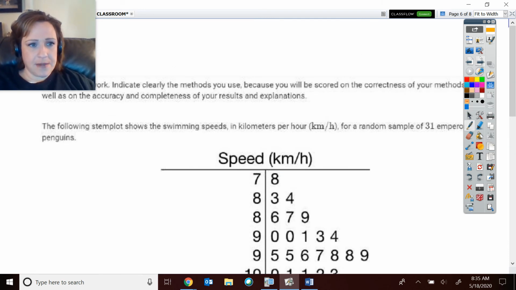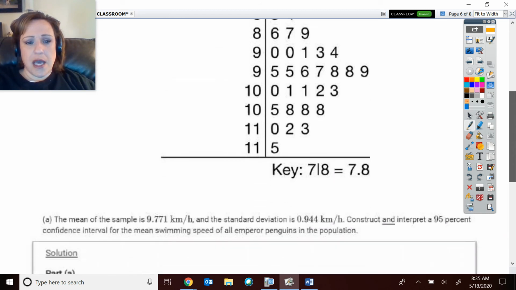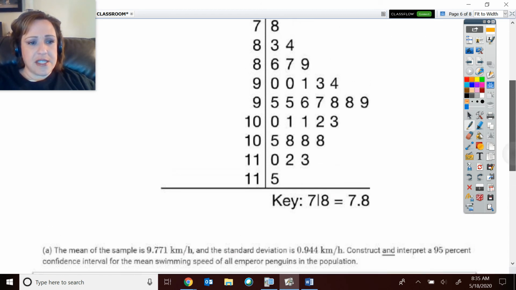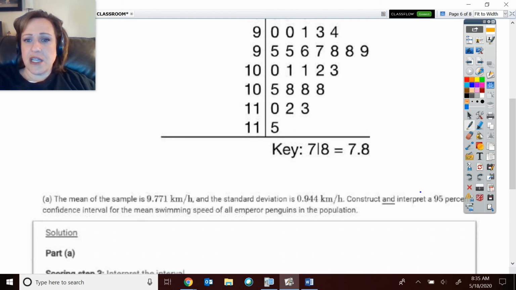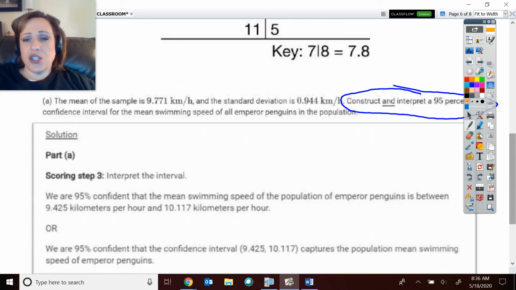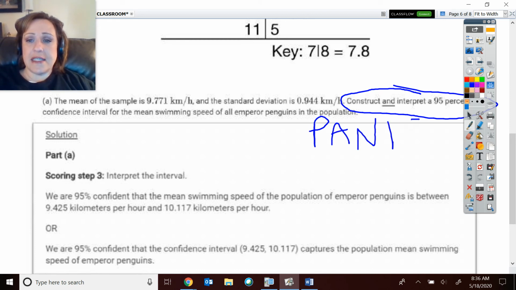Okay, next. So this is 31 emperor penguins. They do a stem and leaf plot, and then they tell you the sample mean and the sample standard deviation, and ask you to construct and interpret a 95% confidence interval. So construct and interpret. Do a full panic. All right, and again, in this incomplete grading guidelines, they just jumped to the conclusion.